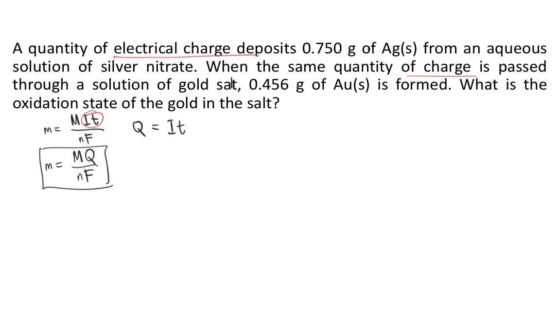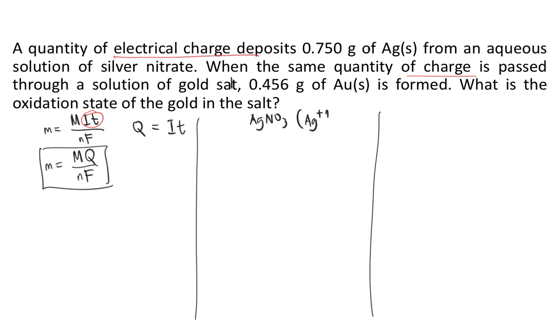In this problem, we are given two elements, so let's divide our screen by two. We are given silver and gold. Silver is in the form of silver nitrate, AgNO3. And we know that in silver nitrate, the oxidation state of silver is +1.